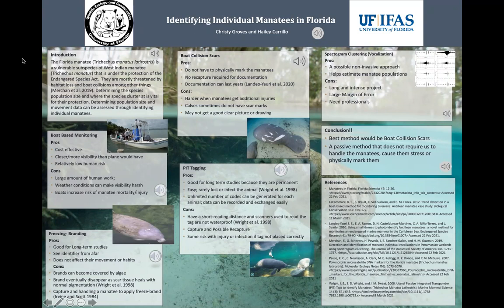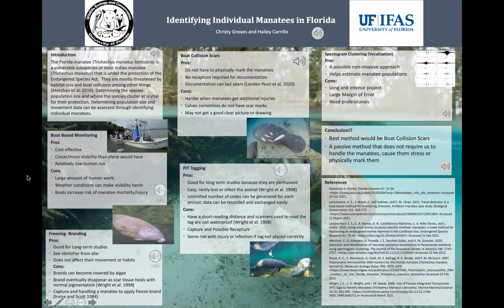And today we're going to be talking about the best ways to identify individual manatees. So here is our poster outline. We're going to be going through the introduction, then we're going to do the 5 different methods we chose. We're going to go through the pros and cons of each, and then we're going to come to the conclusion of which one we think is the best.